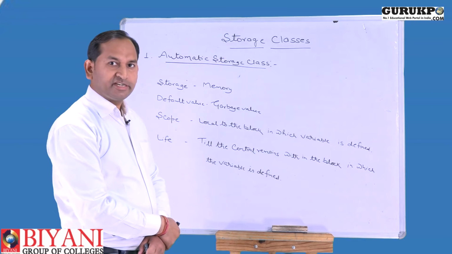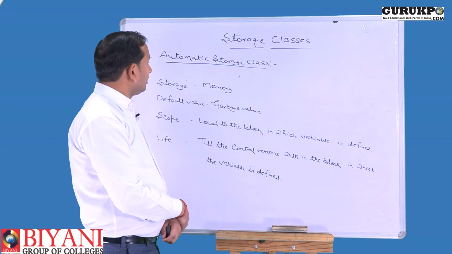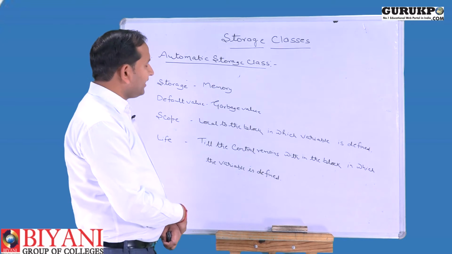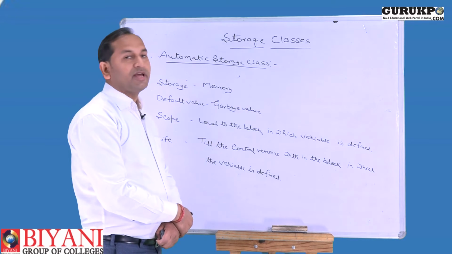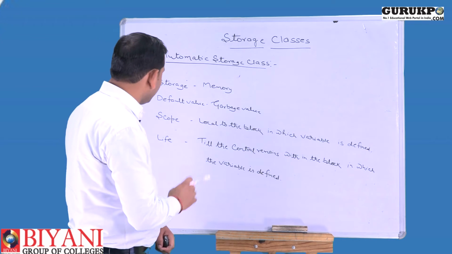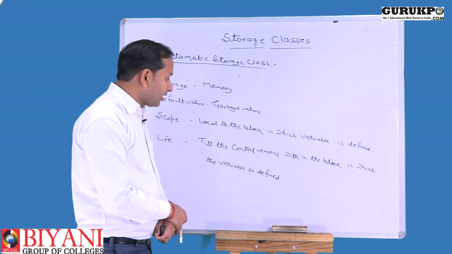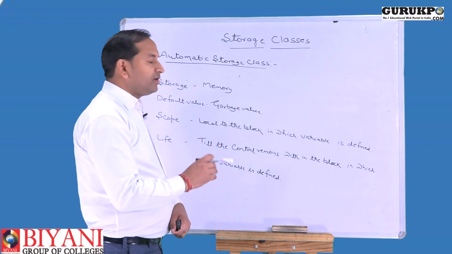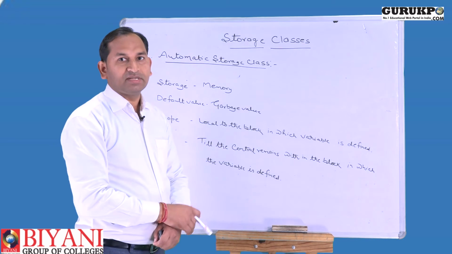In case of automatic storage class, it has four properties. Automatic variables are stored in memory. Its default value is a garbage value. Scope is local to the block in which the variable is defined. Life of the automatic variable is till the control remains within the block in which the variable is defined. Here the keyword auto is used for declaring automatic storage class. Now we are taking examples and we discuss.